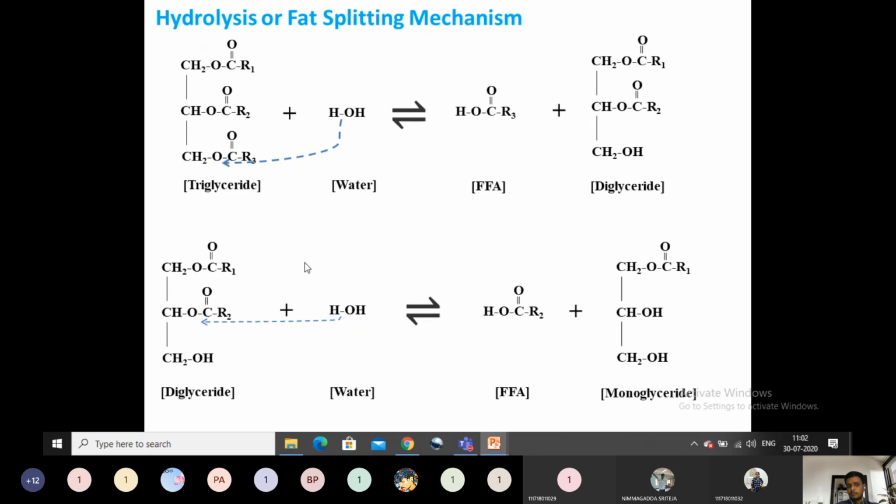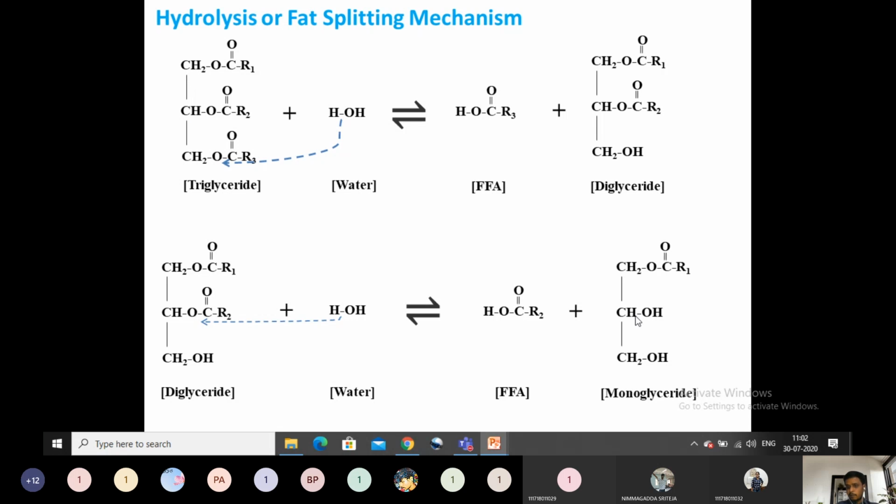So this diglyceride molecule will further undergo a hydrolysis step. The same way, this water molecule will nucleophilically attack the second fatty acid molecule in the diglyceride molecule. Then this fatty acid will be separated out, along with the liberation of one molecule of monoglyceride. This is only a monoglyceride because it is composed of only one fatty acid and one glycerol backbone. Here it is called diglyceride because it is composed of two fatty acids along with one glycerol backbone. This is called triglyceride because it is composed of three fatty acids along with one glycerol backbone.